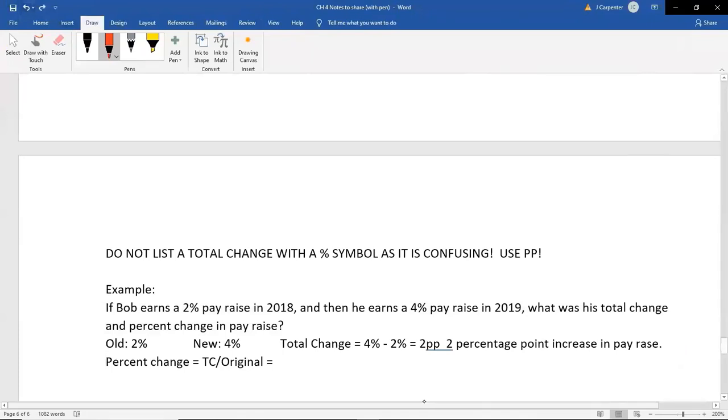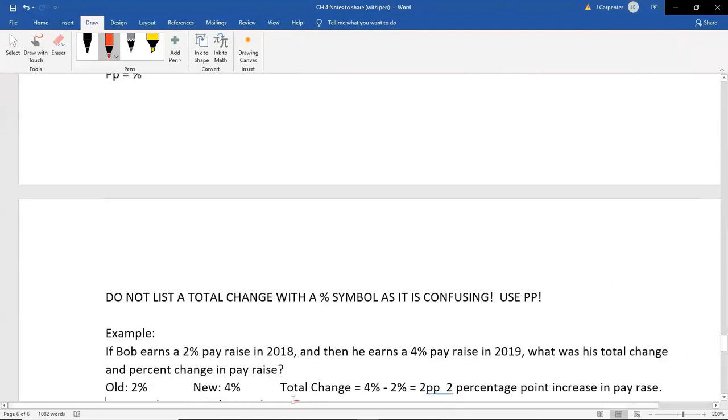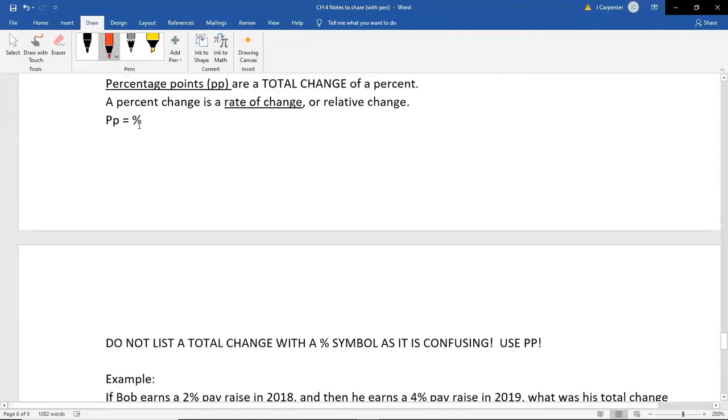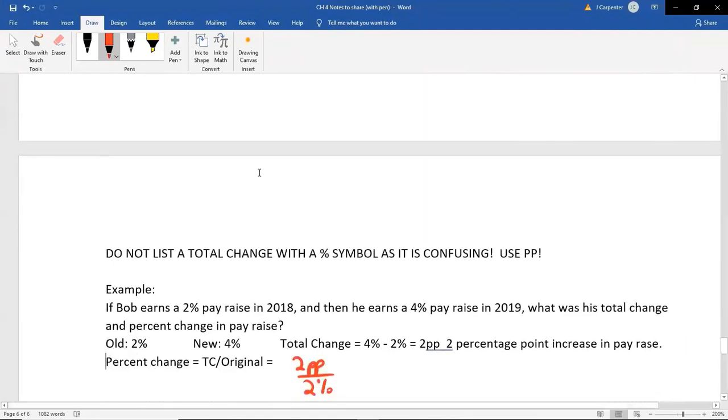So the total change was the 2 percentage points divided by the original, which was the 2%. Now we said this earlier. The symbol for percent literally means the same thing as percentage points. These are just different symbols to avoid confusion. So when I take a percentage point and divide it by a percent, those units cancel each other out. And 2 divided by 2 is 1.